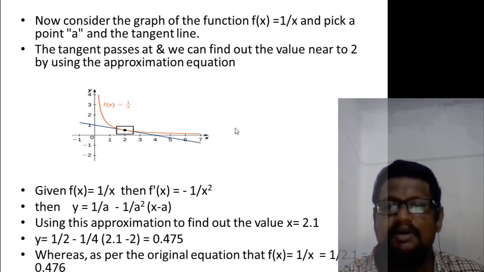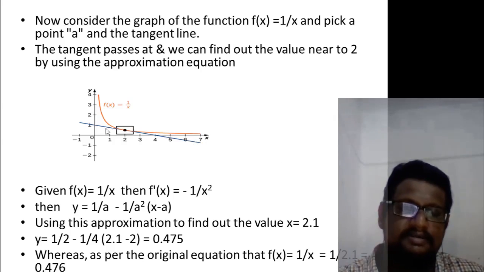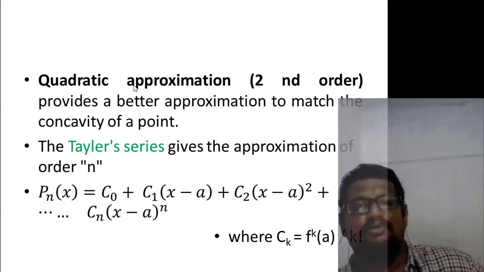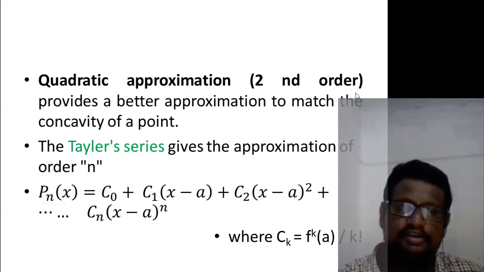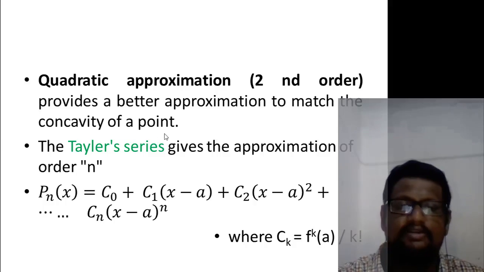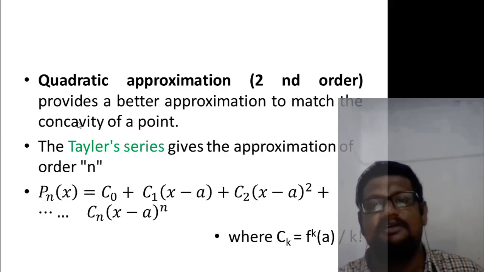Another thing is, if we want to find the value near 10, that is not possible by this linear approximation. And what is quadratic approximation? Quadratic approximation is a second order approximation. It provides a better approximation to match the concavity at a point. So it better deals with the concavities and all.